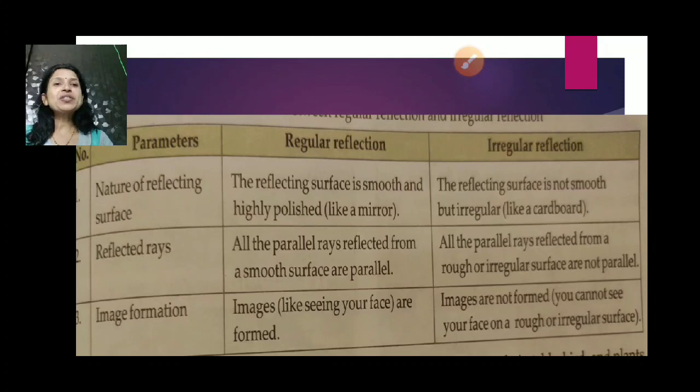Then image formation: in regular reflection, images like seeing your face are formed, and in irregular reflection images are not formed. On a smooth surface, you might have had that experience. If you look at a very smooth, polished surface, you can see your face, you can see your image in that particular object. It is possible due to this regular reflection, but on a rough surface it is not possible.